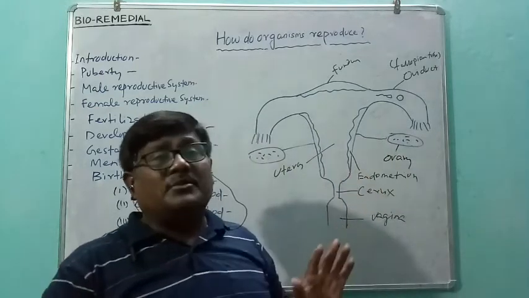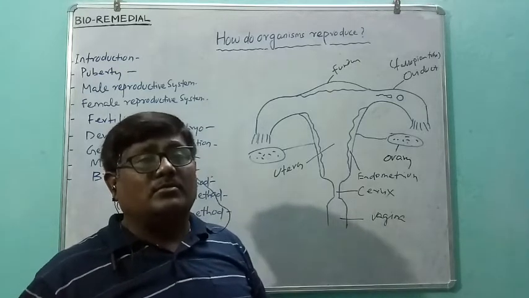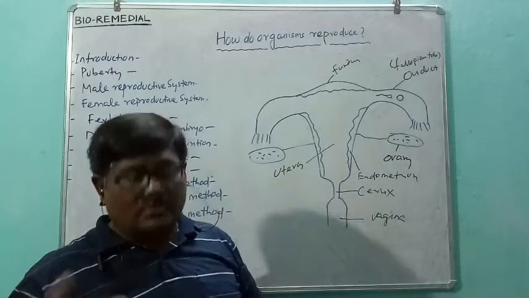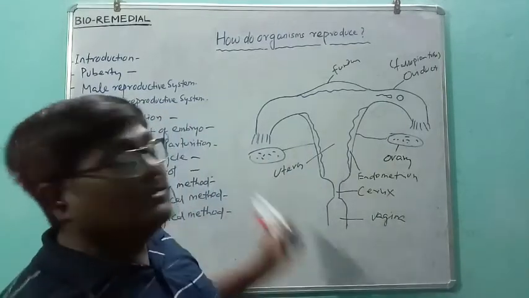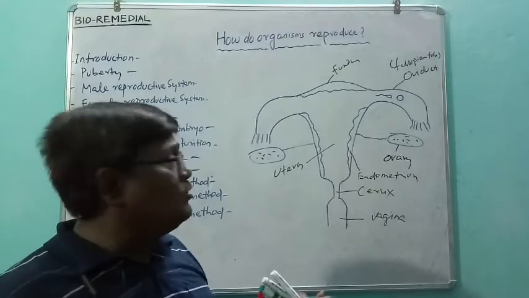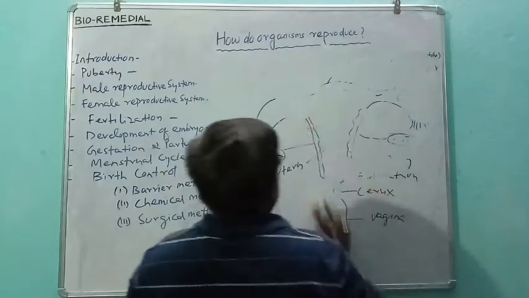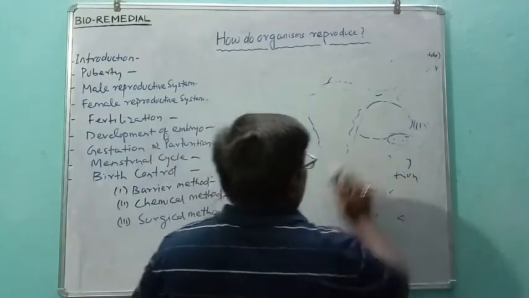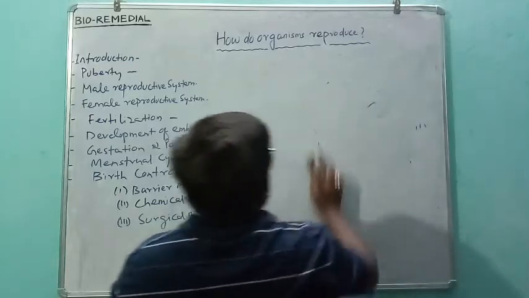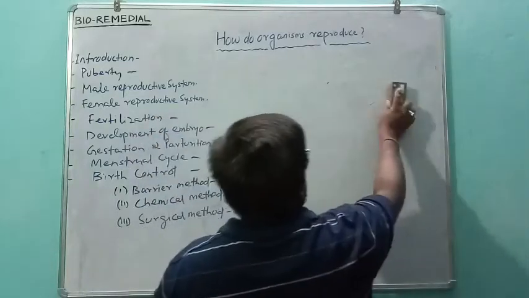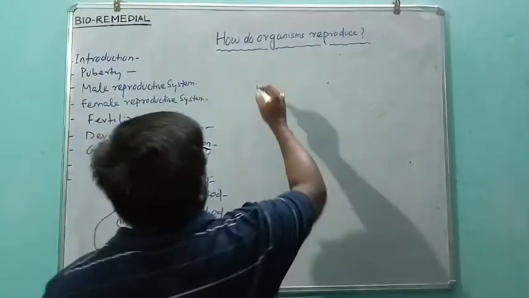Then after fusion, the fertilization leads to the development of the zygote. So what happens to the zygote? Next we will understand. After this, I think the clear idea of the female reproductive system is over. Now the formation of zygote. What is the zygote all about? Zygote is a single cell structure caused due to the fertilization of male and female gametes.